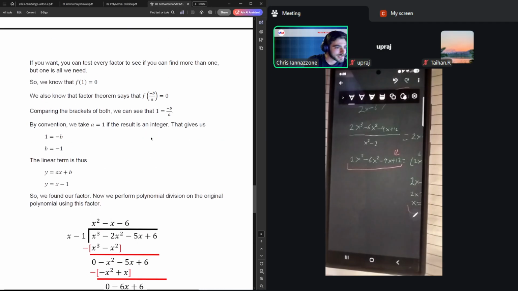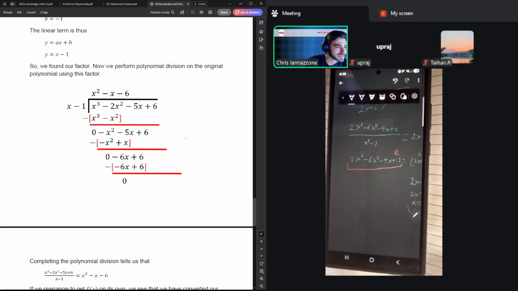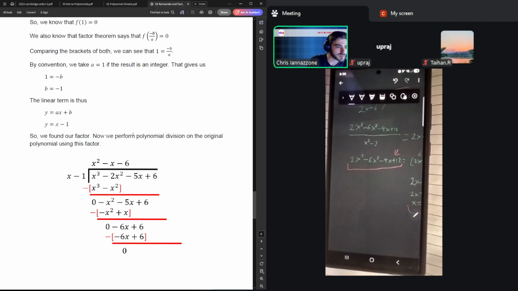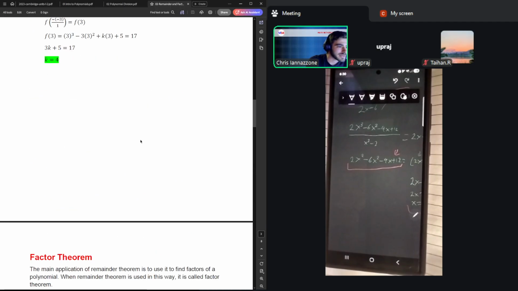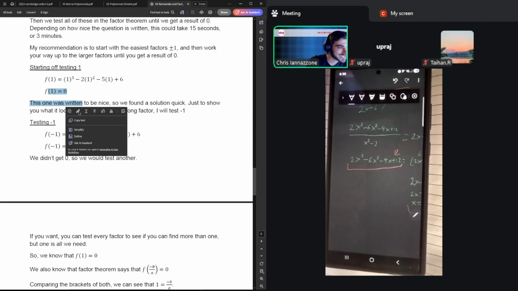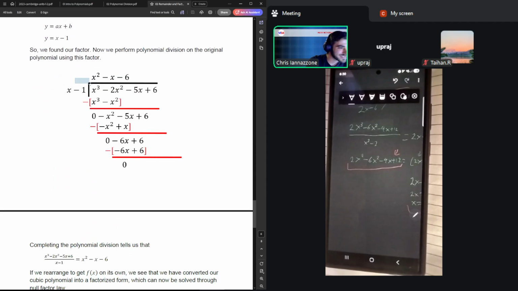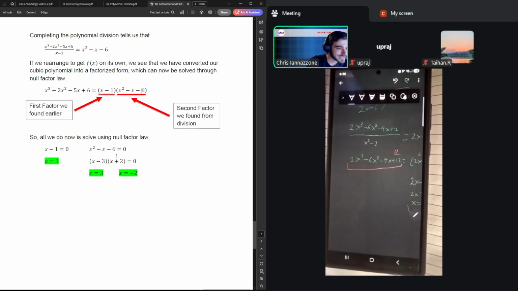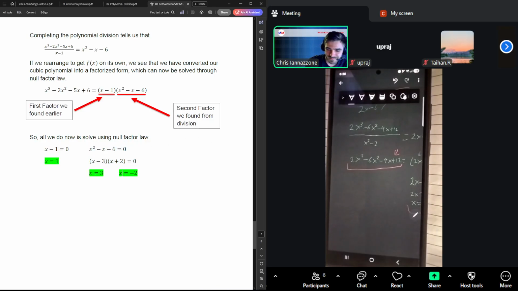Lots and lots of work to be done, which is why these are sort of few and far between in SACs. You might get one of these, and they'll try to make it as easy as possible because, look how much writing went into it. It's a lot. You test your numbers, you list out your factors, you do a full polynomial division, expand it out, null factor law. That's a lot of effort and a lot of marks. So they use them sparingly in real SACs.